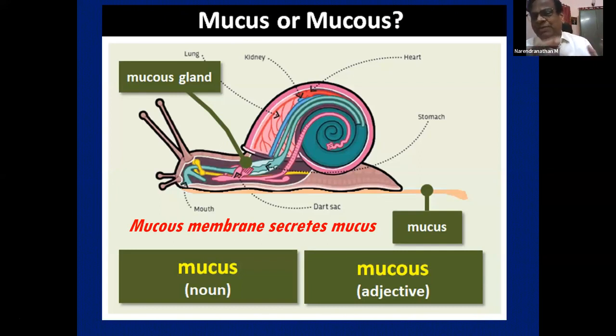So the mucous membrane secretes mucus. The correct spelling here would be MUCUS. I also found a lot of spelling mistakes, like associated was wrong, and I think relieved was wrong, but I think we need not take that very seriously. But as a gastroenterologist, it may be better to know what mucus, the noun, and mucous, the adjective, mean.